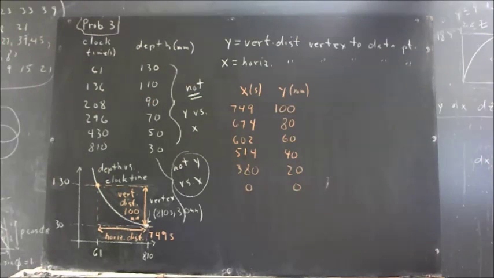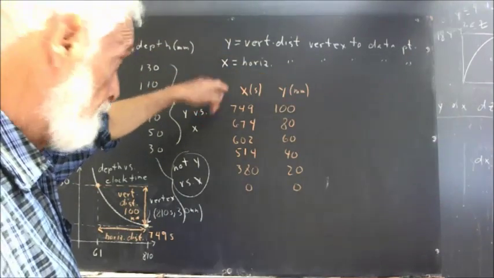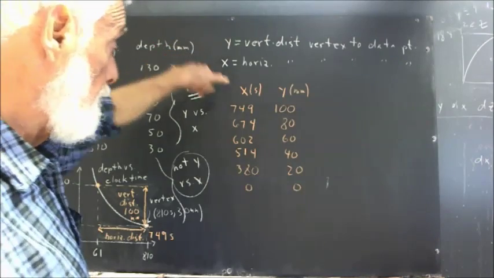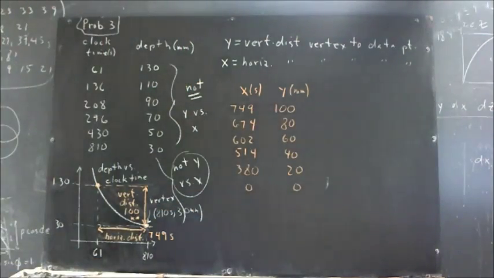Okay, now what we want to do is sketch a graph of y versus x. The instruction didn't say construct a graph of depth versus clock time. It said construct a graph of y versus x. So first we have to follow the definitions of y and x to obtain a table so that we can construct a graph. I'll do that off camera.